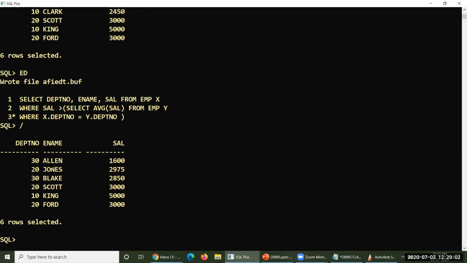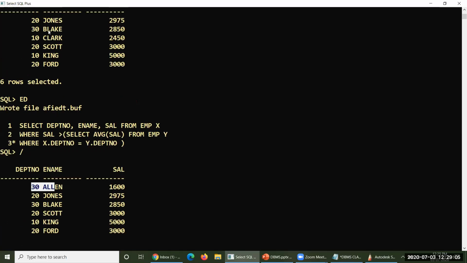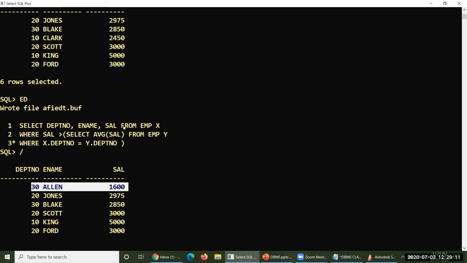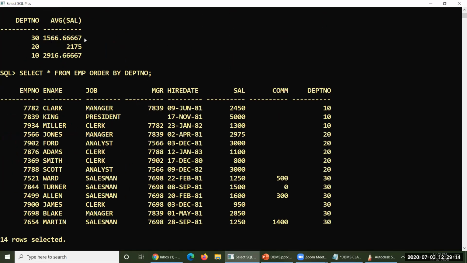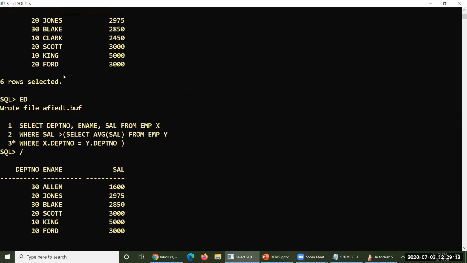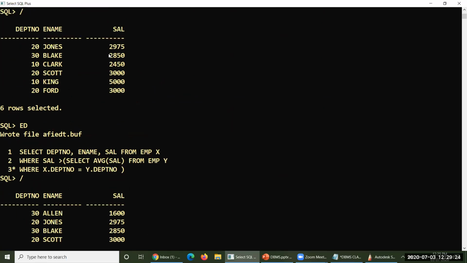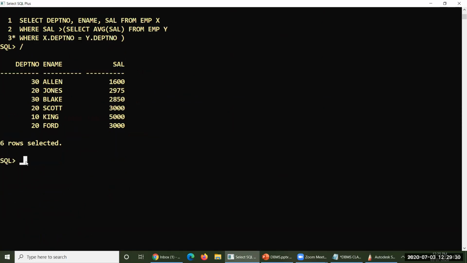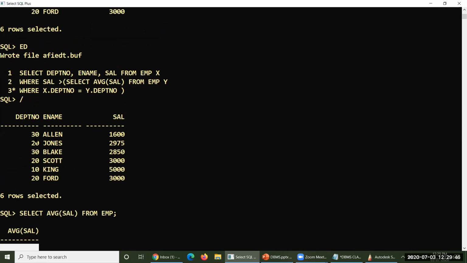Here, there is no Allen information. But the 30th department, Allen, what is the actual salary? 1566 is the average salary, but here we could not get any output regarding Allen. One moment please, I'd like to display this one also for you, then it could be very easy to understand. This is the average salary of the whole organization. We are not looking for this one. We are looking for the average salary of department 30 and the people who are getting more than that.